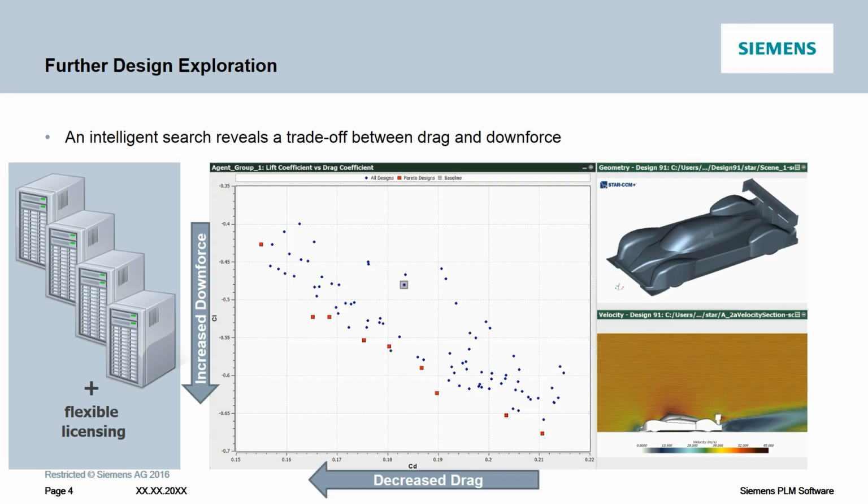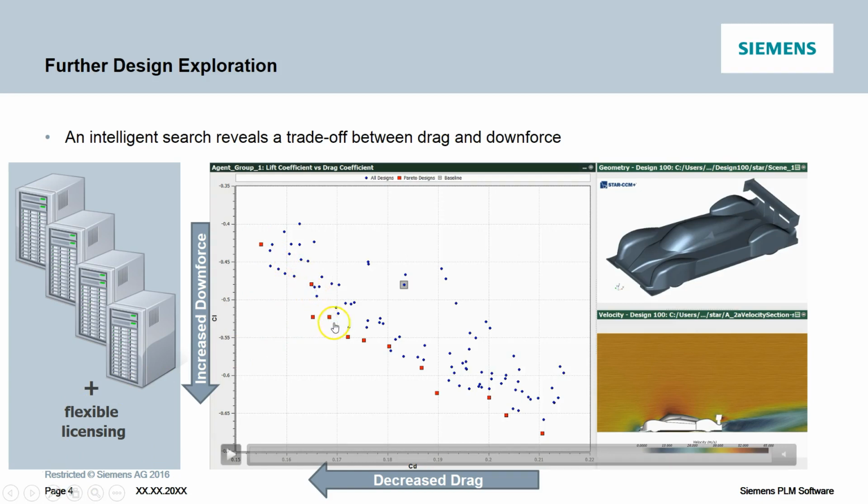And the flexibility of our licensing schemes means that it's really very affordable and practical to do this kind of study. And what we come out with is a series of these best designs, if you like, that you see here in red on the plot. These designs all provide a trade-off between drag and downforce that is in some sense the best case scenario.